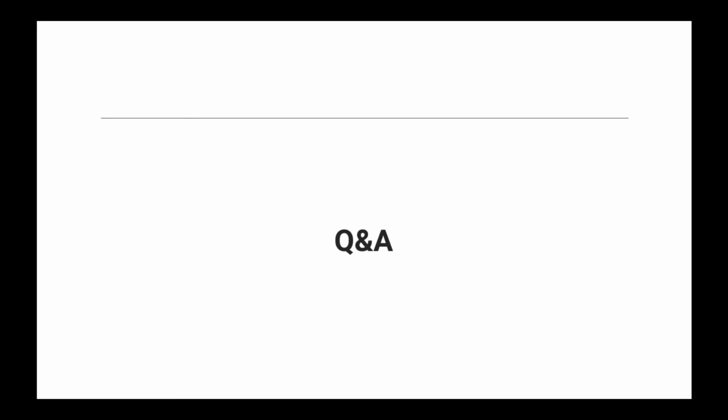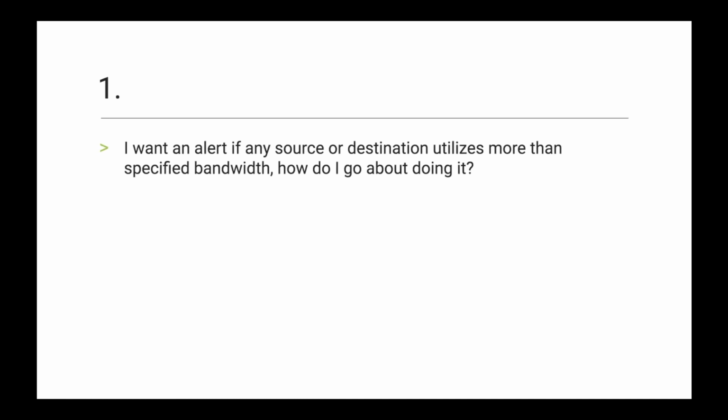Okay, let me quickly get into question number one. I want an alert if any source or destination utilizes more than a specified bandwidth. How do I go about doing it?